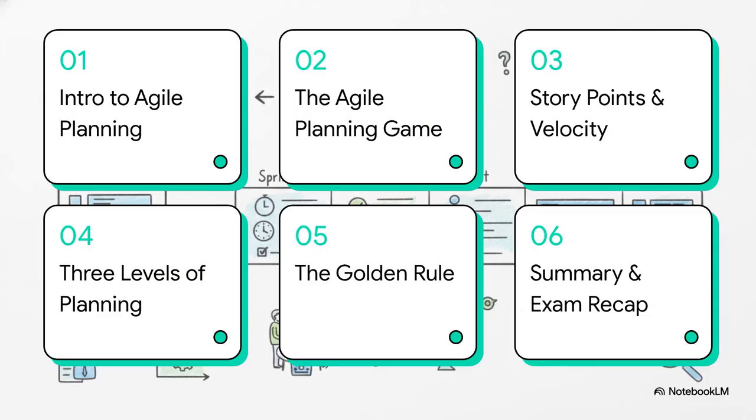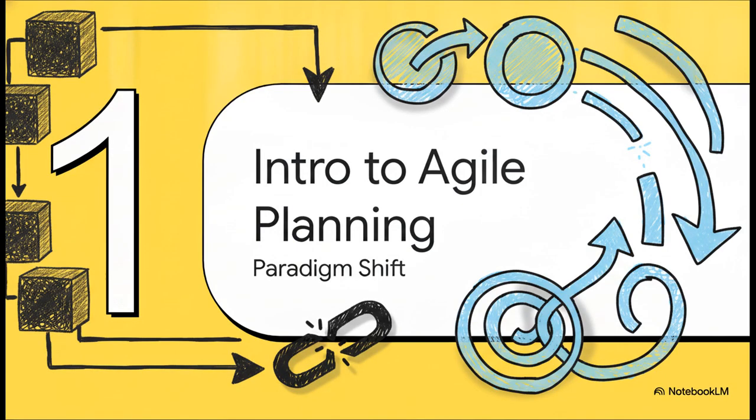Here is our roadmap for today. We're starting with an introduction to Agile Planning. Then we'll unpack the mechanics of the Agile Planning game. From there, we'll look at story points and velocity, the 3 levels of planning, the golden rule, and finally, a summary and exam recap.